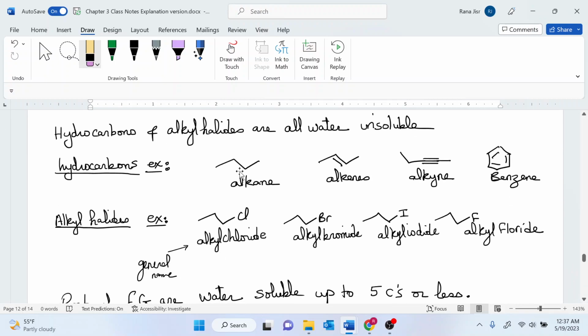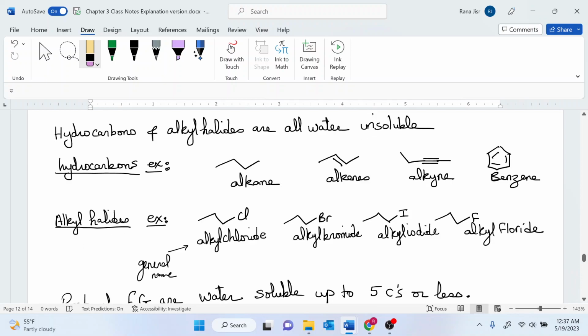Any hydrocarbon that is made up of carbons and hydrogens, whether it's an alkane, alkene, alkyne, benzene, no matter how many carbons these hydrocarbons are, one carbon, two carbons, three carbons, all of those are considered to be water insoluble.